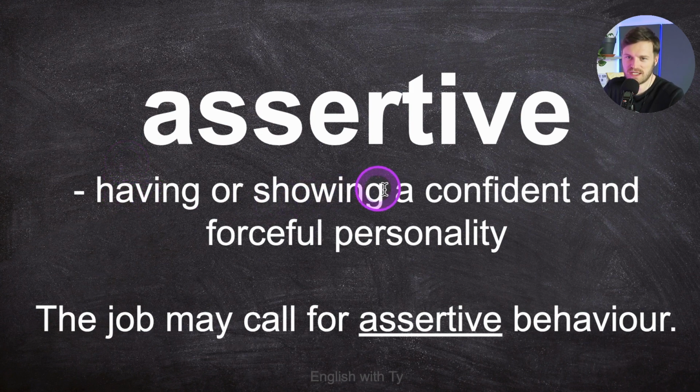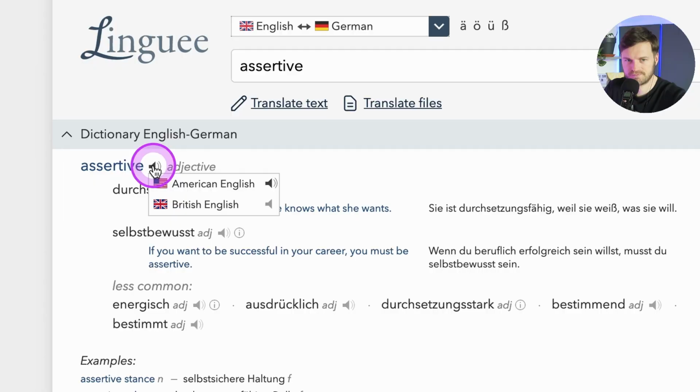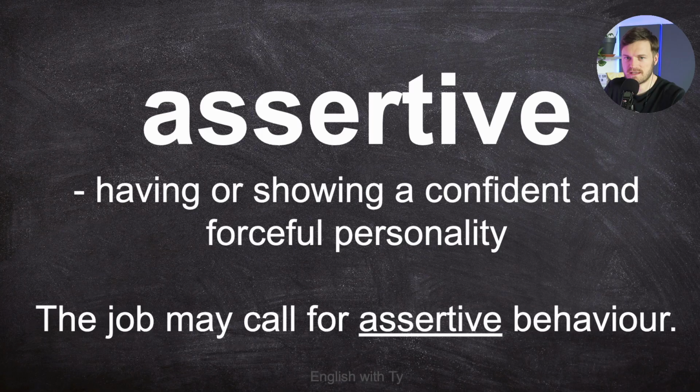It means having or showing a confident and forceful personality. Now, I'm not so sure about the forceful part, but being assertive is, in my opinion, important, and knowing this word is important. Assertive. Now, let's listen to different pronunciations of this first of all. Assertive. And here's the British example. Assertive. Okay, so the difference here is that in British English, the T is pronounced quite aggressively, in my opinion. And in American English, it's softer.